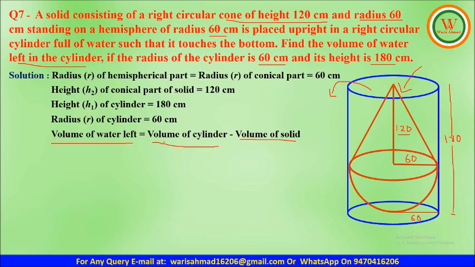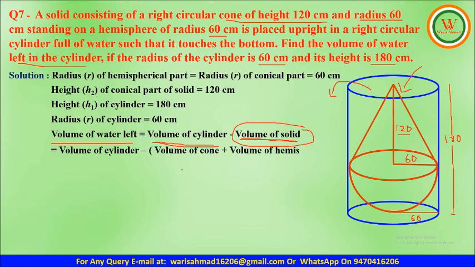In the next line we will write the volume of cylinder as it is, there will be no change. In place of volume of solid, we can write that this solid is made up of a conical portion as well as a hemispherical portion also. So in place of this volume of solid, we can write volume of cone plus volume of hemisphere. So in the next line we can write volume of cylinder minus, in place of volume of solid I have written here volume of cone plus volume of hemisphere.